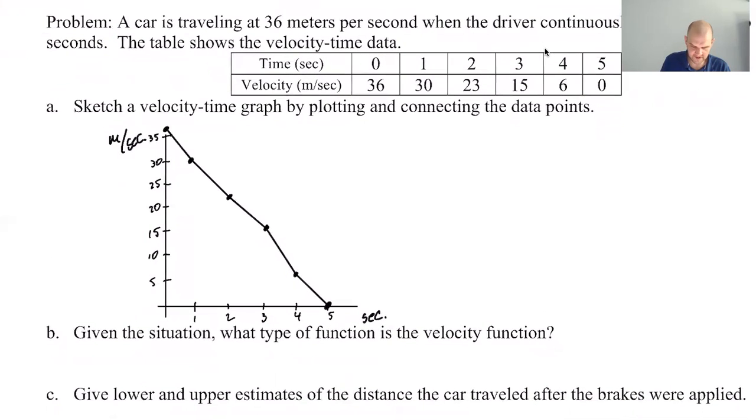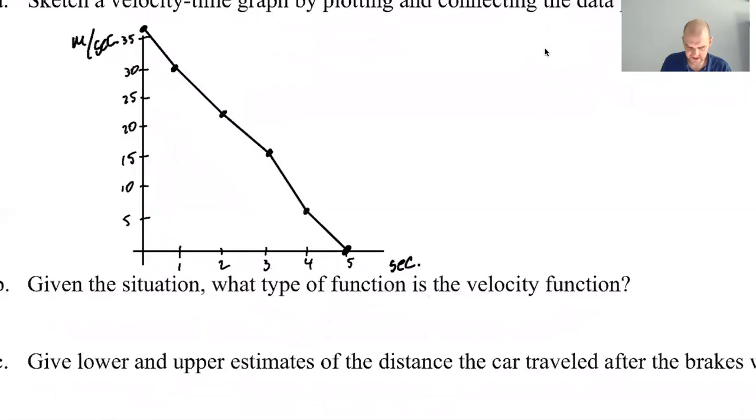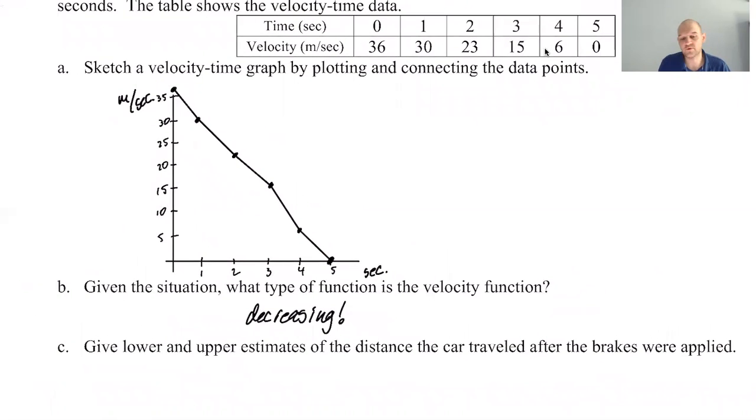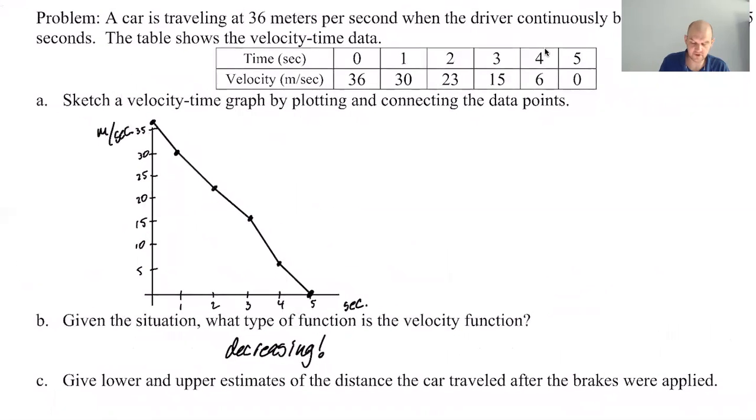Given the situation, what type of function is the velocity function? I feel like the answer to this is a decreasing function because you're continuously braking. Decreasing. So one of the questions we're going to be answering often is, are we getting an overestimate or are we getting an underestimate? So here we want to give a lower estimate and an upper estimate of the distance the car traveled after the brakes were applied. So I'm going to use either left or right sums. They're called Riemann sums, by the way, when they're rectangles, after I think Bernhard Riemann, which to me is a classic German name. I don't actually know that he was German.